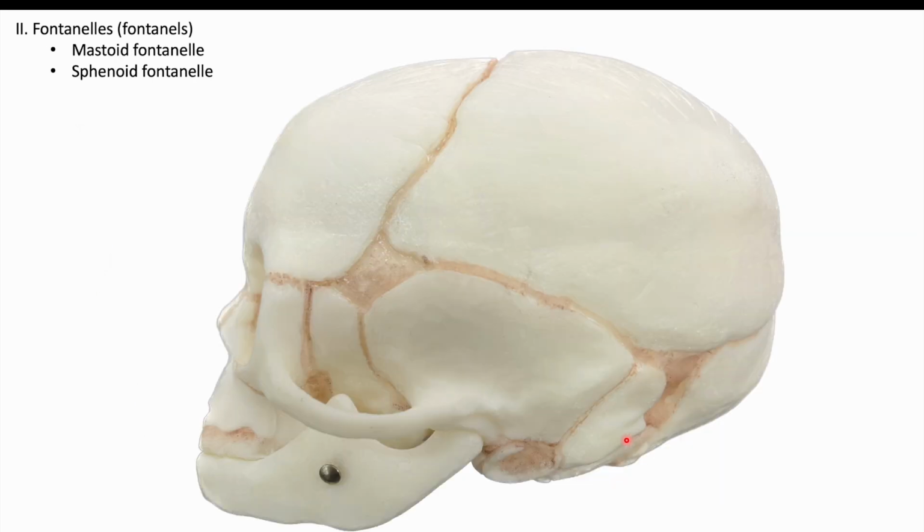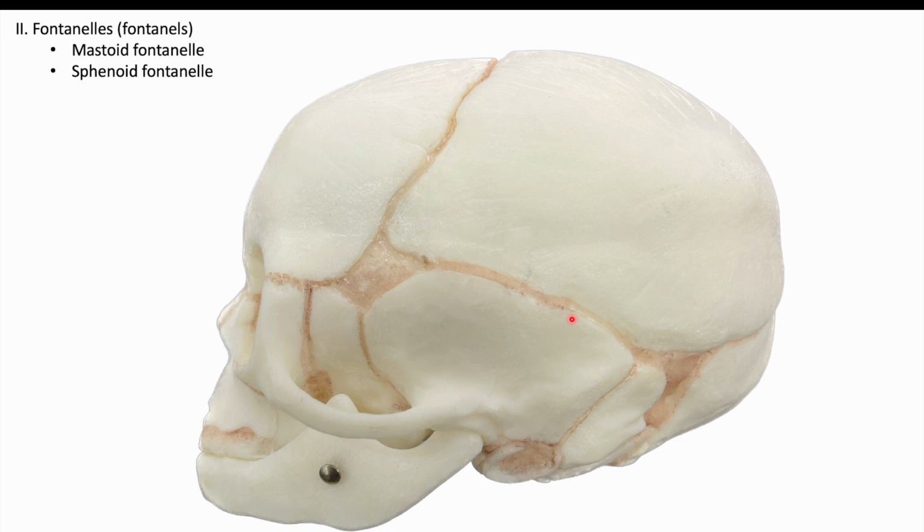Now, if we take the skull and we move it, so we're looking at a lateral view, we can now see the sphenoid fontanelle right here. This is the sphenoid fontanelle, and then right here in the back is the mastoid fontanelle. And of course, you have another sphenoid and mastoid fontanelle on the other side as well. This is looking at the left side of the skull. All right, so that wraps up the skull.